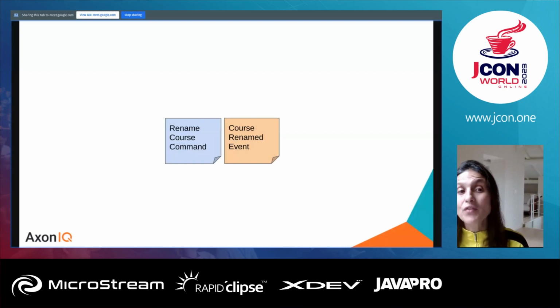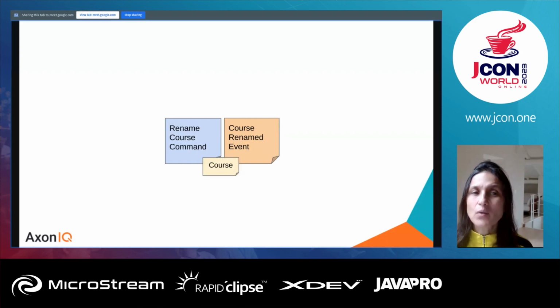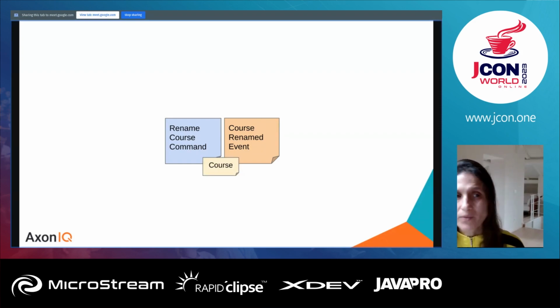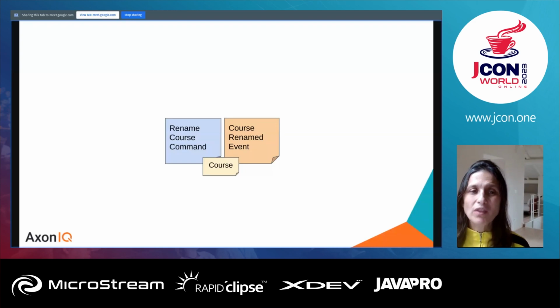And if we ask the domain experts who this command should be sent to, very likely they will answer, to the course. So the course aggregate is now responsible for something more than before, and it may seem irrelevant, but it hides a pitfall. And let me introduce you to the third villain in our story.